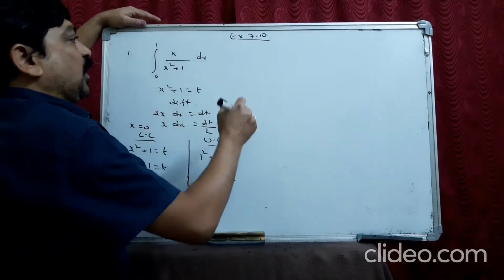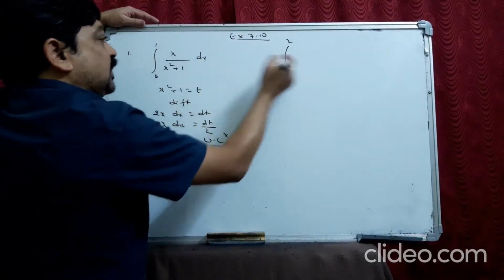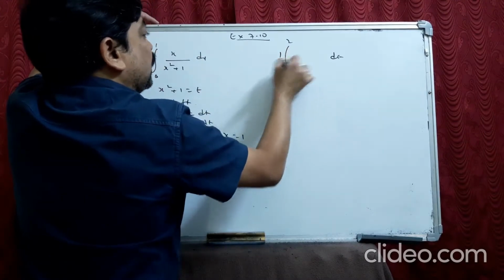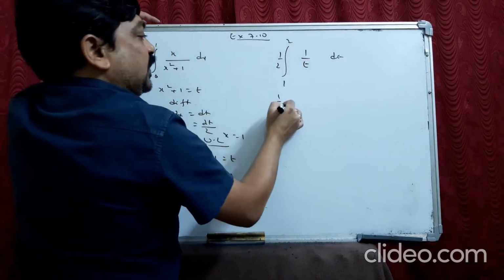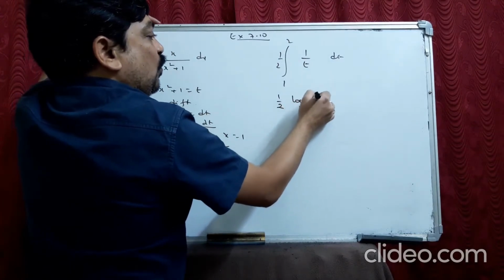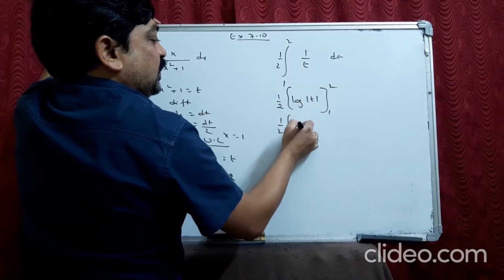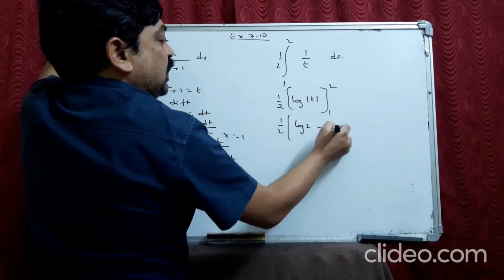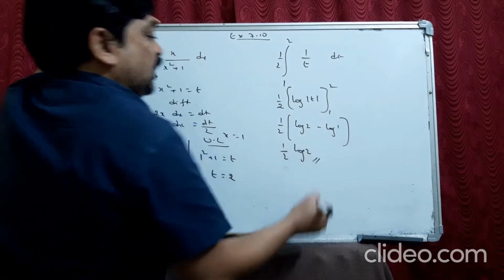So the whole problem converts like 1 to 2 and x dx become dt by 2, 1 by t. So integration 1 by t dt is log mod t from 1 to 2. So you can write it as log 2 minus log 1. Log 1 is 0. So the final answer will be half log 2.